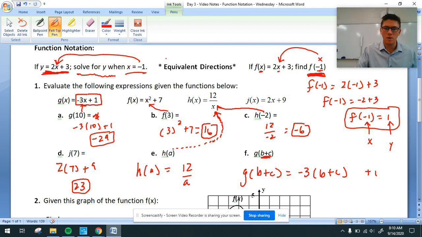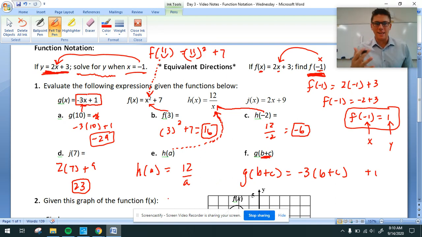And let me just show you one more example for a second. Let's say it was saying find f of smiley face, okay? Just to show you could literally plug in whatever you want. F of smiley face, here's the function right here, would be smiley face squared plus 7. Okay, I hope you guys see that anything could be substituted in based on this notation.